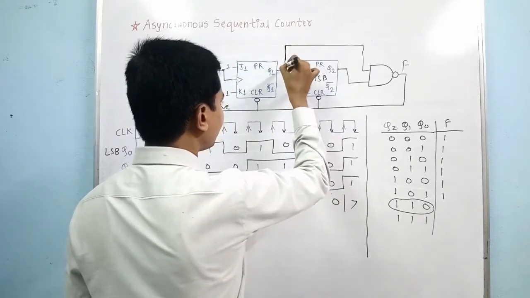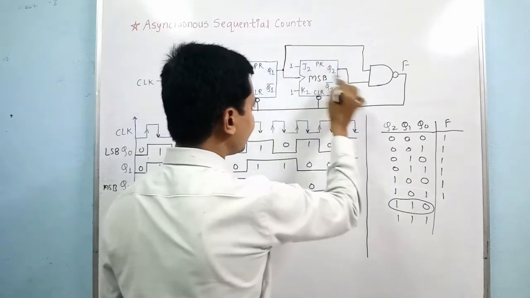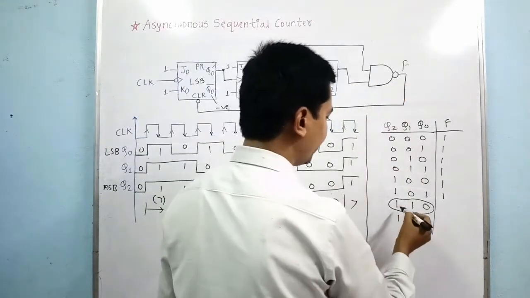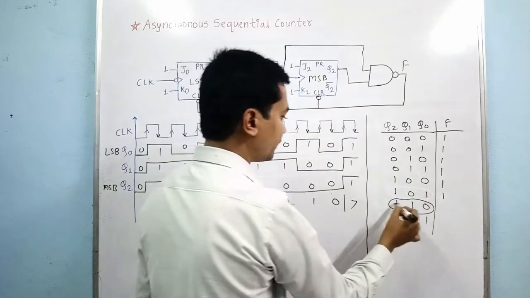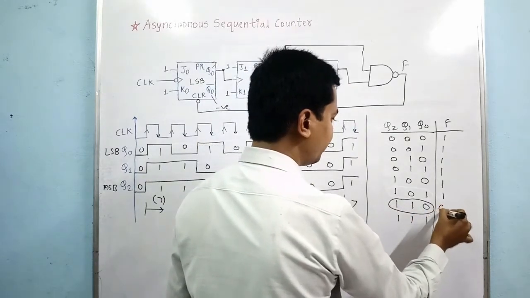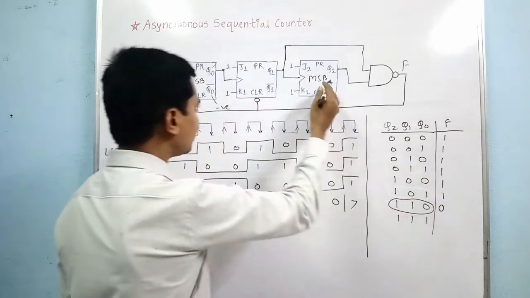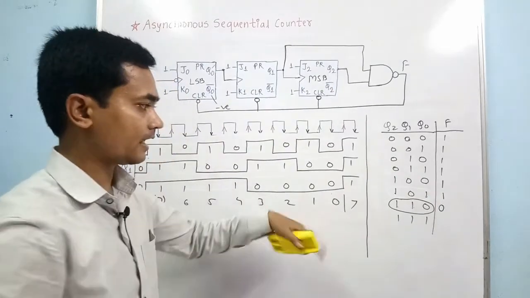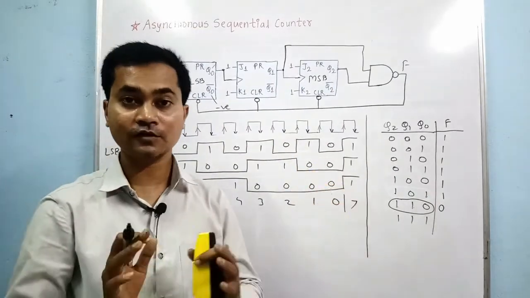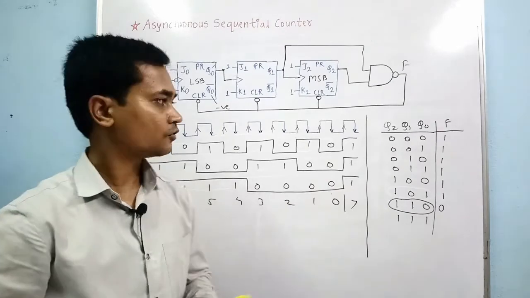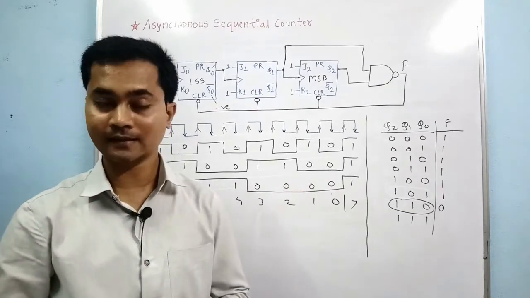Now Q2 and Q1 are sensed by the NAND gate. When Q2 and Q1 become 1 1, at that time F will become 0, which will reset all the flip-flops, and it will start again from 0 0 0. Okay, so this is all about the mod 5 and mod 6 counter.